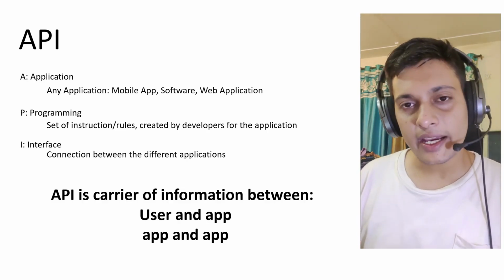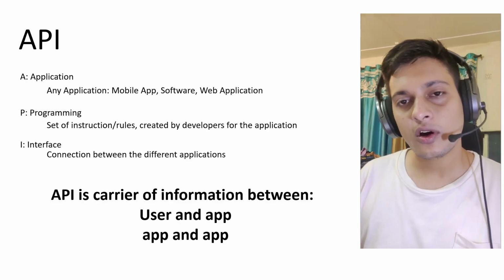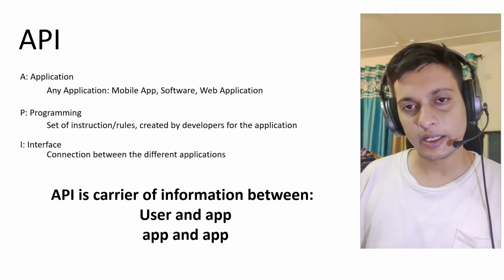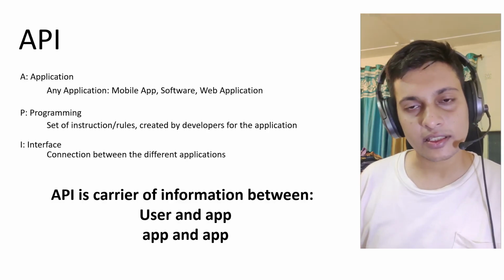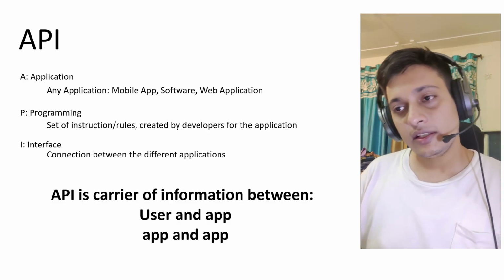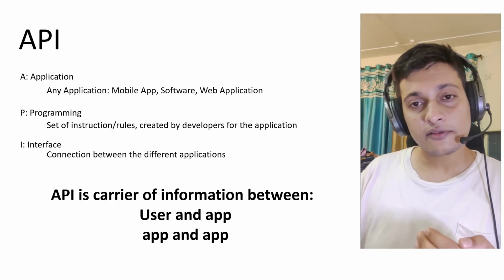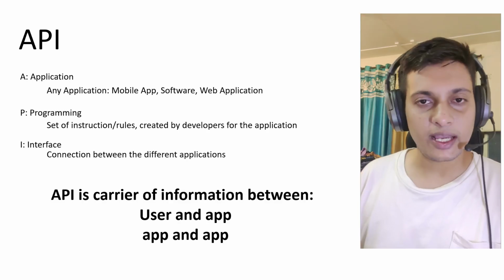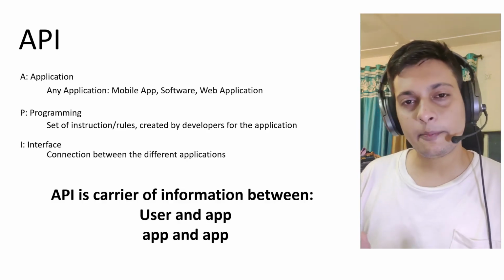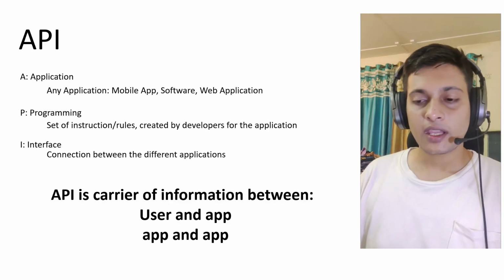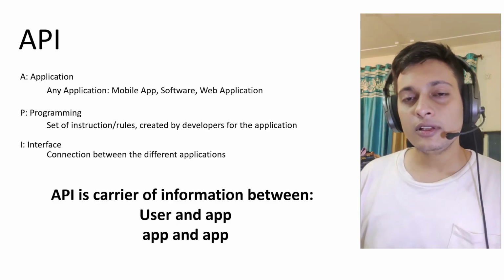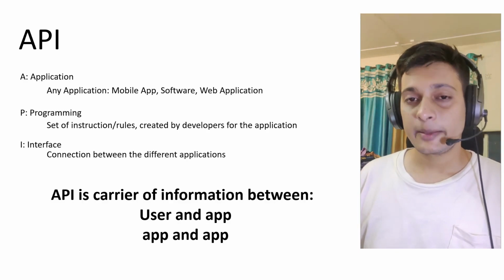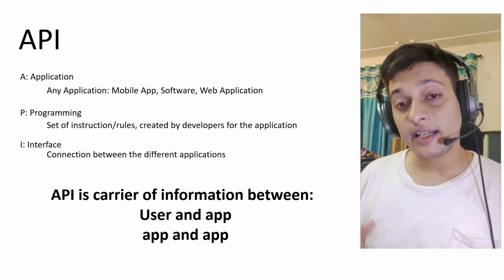When I log in to Facebook or YouTube, I am providing my data to the application. That means user and application. And if Google is taking data from somewhere or sending data to some other application, that means app to app. So this is the big picture of API. In the next lecture, we will go more in depth about the API, like what the types of requests and responses are.